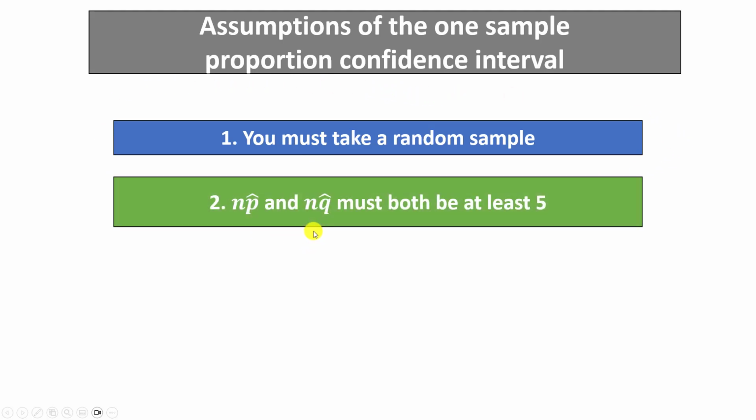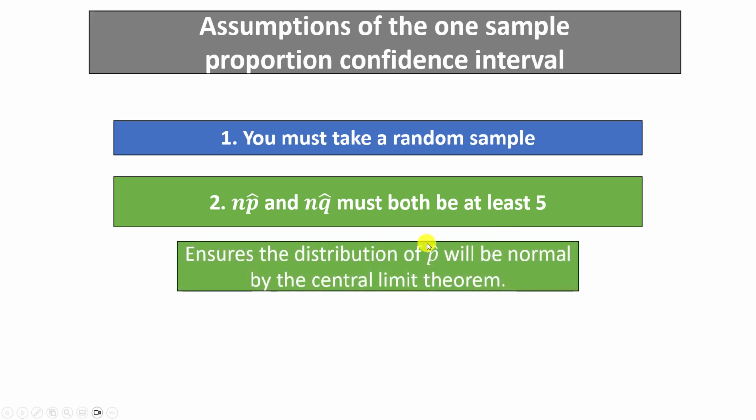Secondly, there is sort of a central limit theorem type requirement, which says that the quantities n times p hat and n times q hat should both be at least 5, or some textbooks say they should be at least 10 or maybe 15. This will ensure that the distribution of your sample proportion will be approximately normal by the central limit theorem. Let's take a look at a full example.